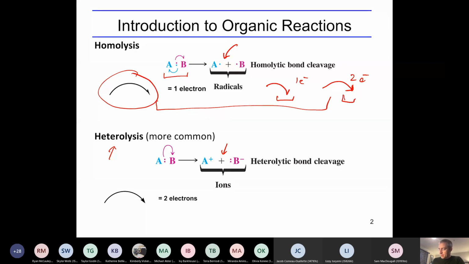So you might see an example if you have something like HCl, and you would have H plus and Cl minus. That would be an example of a heterolysis reaction. So we're going to be focusing more on the heterolysis type now. Homolysis we may come back to later in the course.